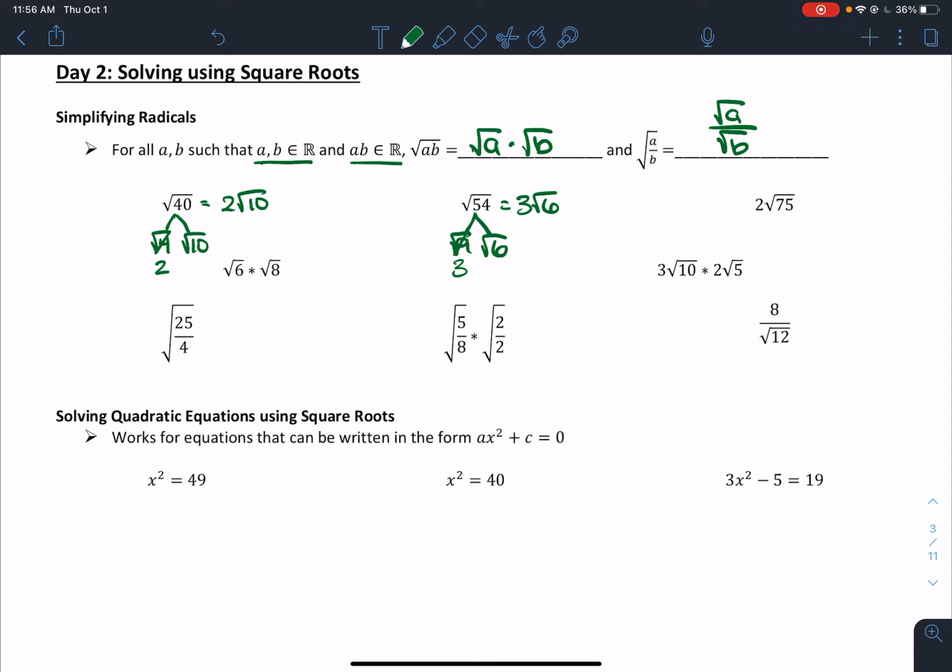2 times the square root of 75. I want to split these radicals up into something I know and something I don't. I know the square root of 25, and I don't know the square root of 3. The square root of 25 is 5. So now I have 2 times 5 is 10, and then square root of 3.